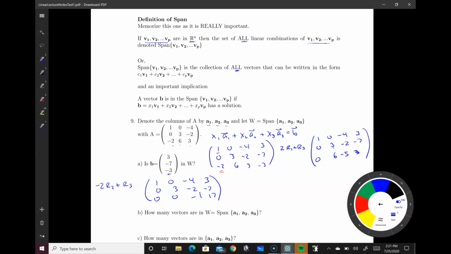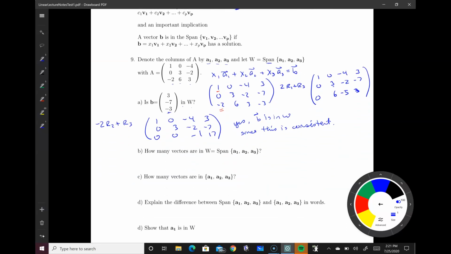Now let's stop and look at what the question is. Is this B in W? So this is in the span of, which means is it a linear combination? By looking at this augmented matrix that I have here, I can say yes, B is in W since this is consistent. So this augmented matrix is consistent, meaning that the vector B is a linear combination of the A's. It's in W.